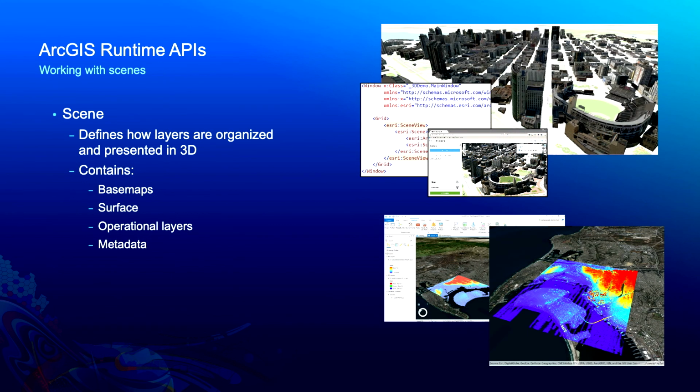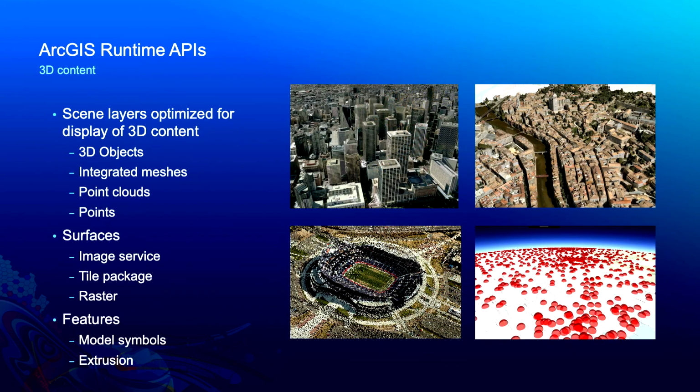It works with scenes if you're in 3D, and again, very similar to a map in concept. It contains all the layers. But what makes scenes special, and this is the same for JavaScript, is that it introduces some 3D specialized content. So scenes can contain everything that you saw in 2D maps, plus they can add extra 3D specialized content. They can represent surfaces. They can represent 3D features. And they could have models. They could have integrated meshes, point clouds. These are all data types that are supported with Runtime.